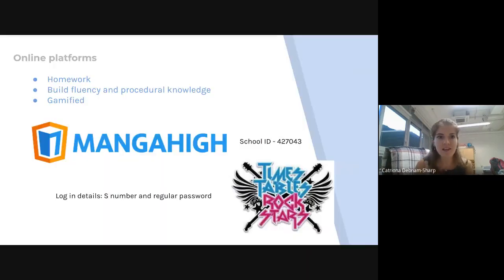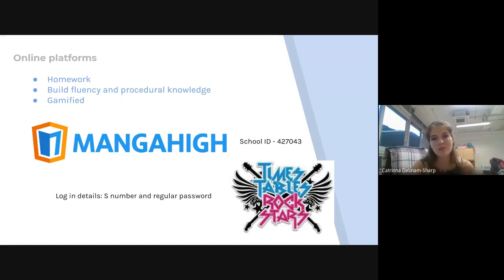And then the last thing then is online platforms. So the online platforms that we use within years 3 to 6 are Manga High and Times Table Rockstars. So homework, when we go back to giving homework, online learning, they will be doing Manga High, and that will usually be one piece of homework a week, maybe 1 or 2 activities. And to log on to Manga High, the links will be clickable when you get this PDF.